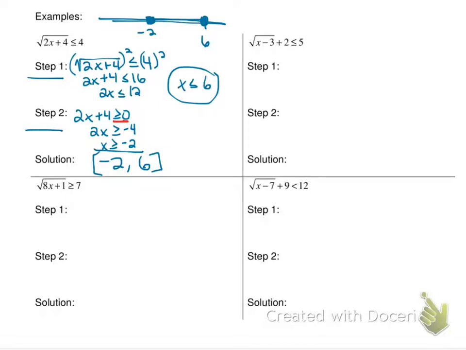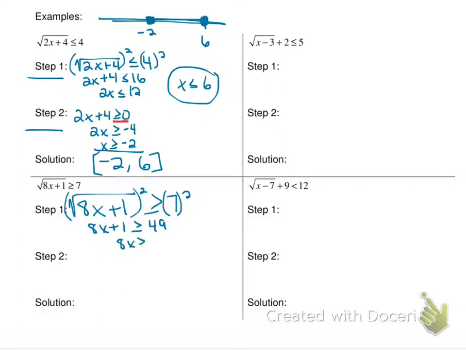So let's do another one. Let's do the one below that, which is also kind of similar. First thing I'm going to do is take the actual inequality, the square root of 8x plus 1 is greater than or equal to 7, and I'm going to square both sides, and I get 8x plus 1 is greater than or equal to 49. Subtract 1, so 8x is greater than or equal to 48. x is greater than or equal to 6. Okay, so that's the first side.